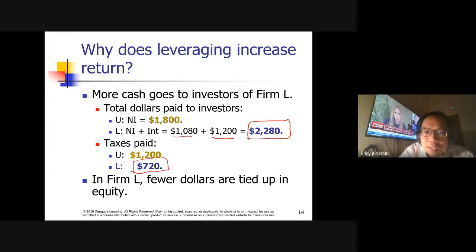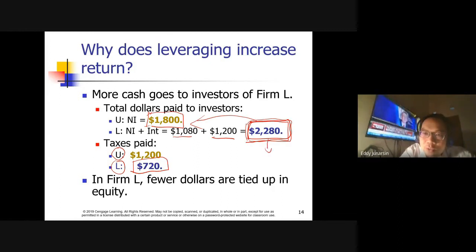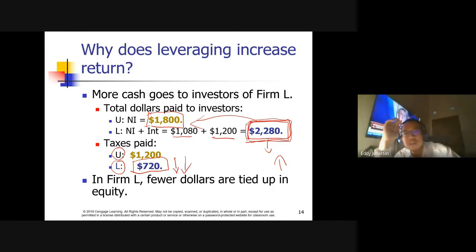So you can imagine this is a simple example, right? 50% debt with zero debt. And in this example, the total free cash flows enjoyed by investors is 2280, whereas for the unlevered firm, it was only 1800, so it's more than this one. So you can imagine if you use more and more debt financing, then the total cash flows enjoyed by the total investors would be higher and higher because the amount of tax that you pay will be lower and lower. You got the idea, right?